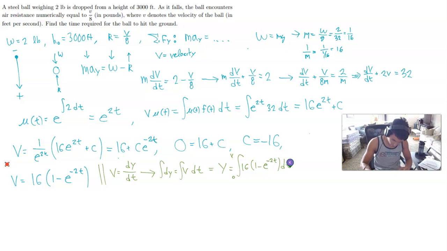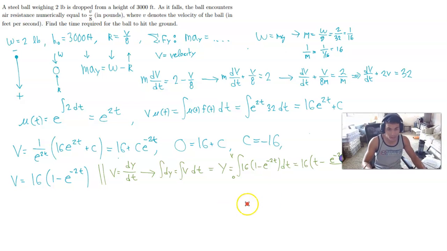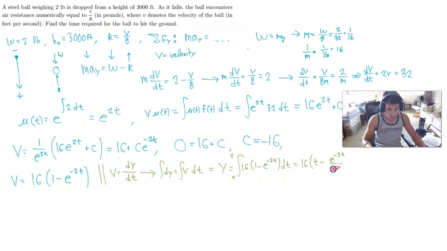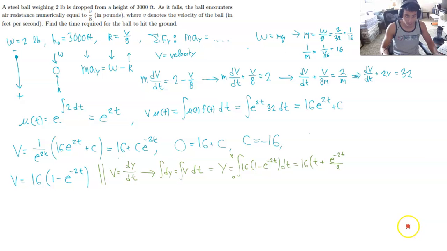And if you take this integration correctly, you get 16 times (t minus e to the negative 2t divided by negative 2), and there'll be a negative 2 right here, and there's a negative here, so then you could write this as plus e to the negative 2t over 2. There you go. And you get some constant c that you don't know about.